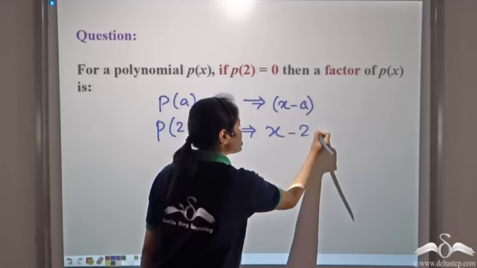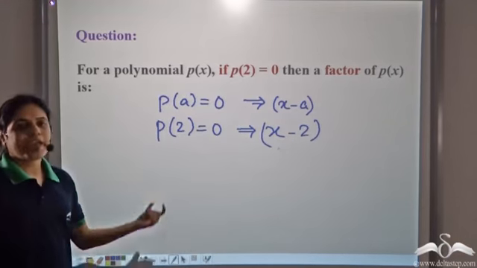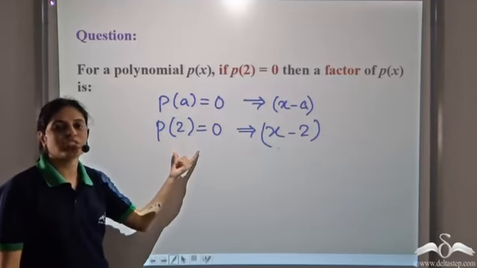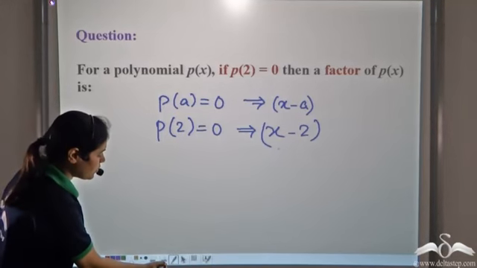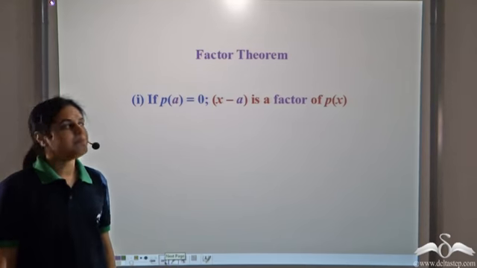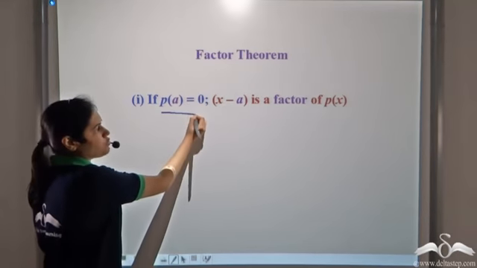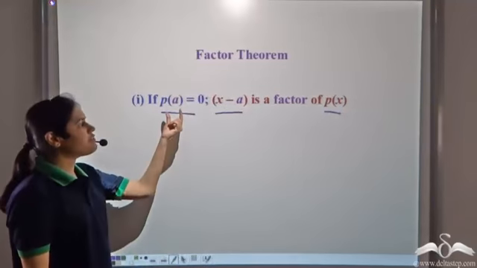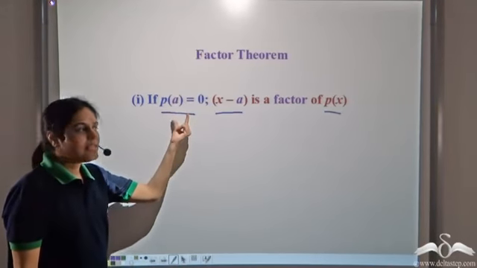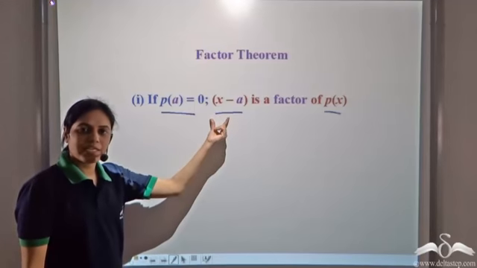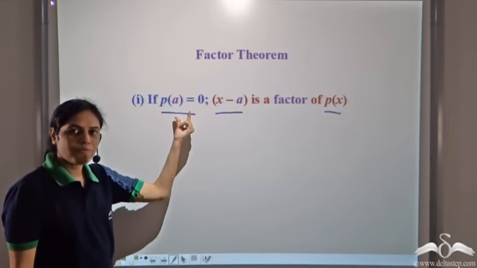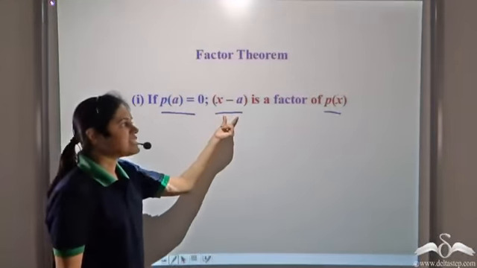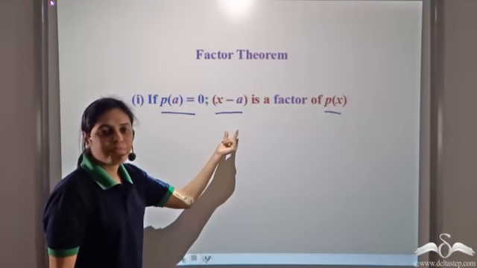Simply write 2 in place of a. So x minus 2 will be a factor of P(x) if P(2) is equal to 0. So we come to the factor theorem. If P(a) is equal to 0, then x minus a is a factor of P(x), because if we divide P(x) by x minus a, the remainder will be 0, which is what we had from the remainder theorem. So if P(a) is 0, x minus a is a factor of P(x).